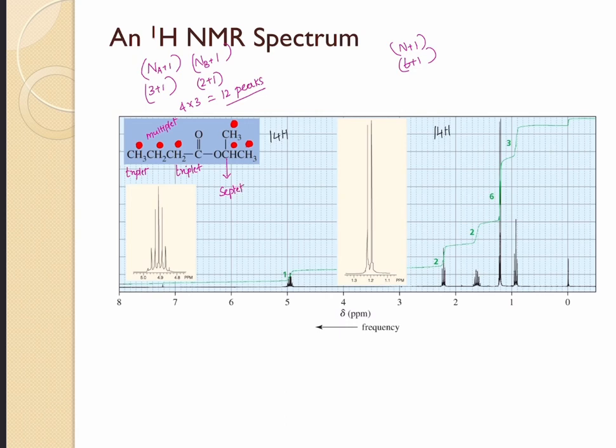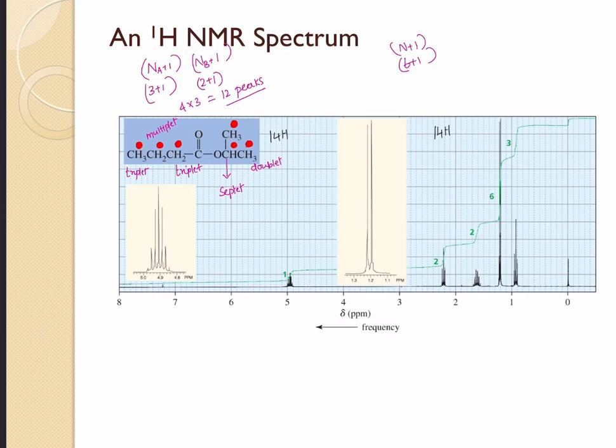And then the methyl protons will be split as a doublet. You have two methyl groups which are exactly in the same chemical environment, and both together will give us one peak, one signal. So this will be split as a doublet.